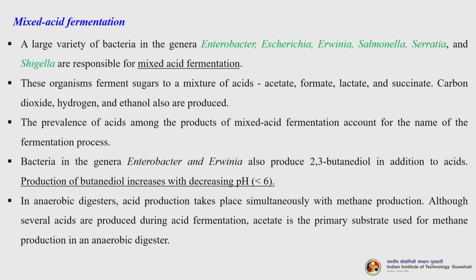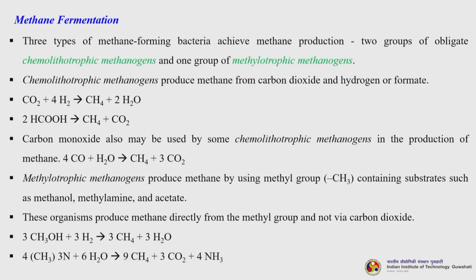The production of butanediol increases when the pH decreases, that means less than 6. So, in an anaerobic digester, acid production takes place simultaneously with methane production. Although several acids are produced during acid fermentation, acetate is the primary substrate used for methane production in an anaerobic digester. We will see the next one, which is the methane fermentation.